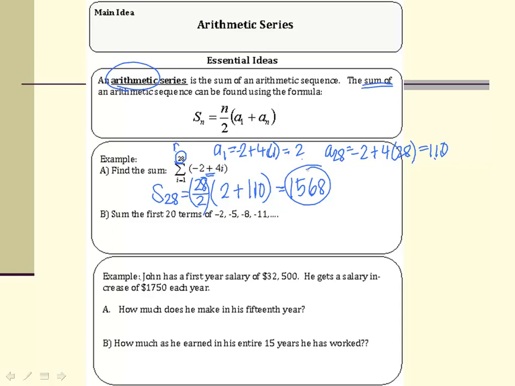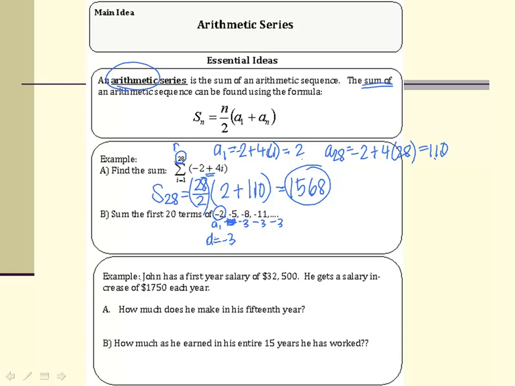Okay, let's try another one. To find the sum of the first 20 terms, let's start here. This is my first term. What's happening along the way? If you notice, I'm subtracting 3 each time. So my difference is going to be negative 3.